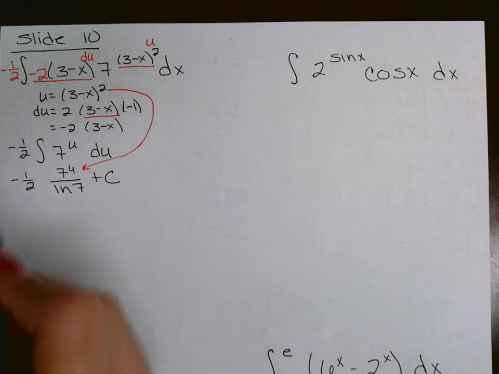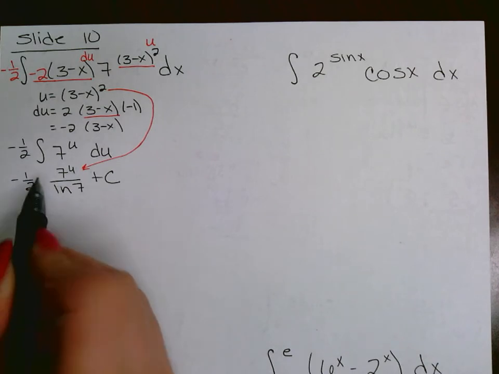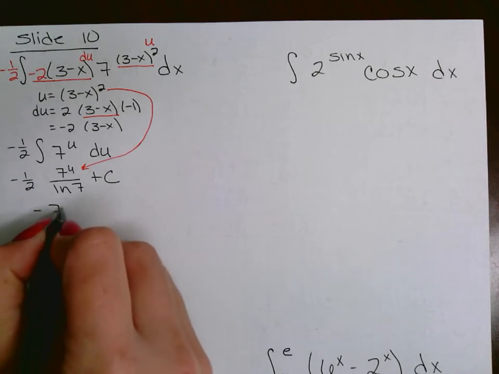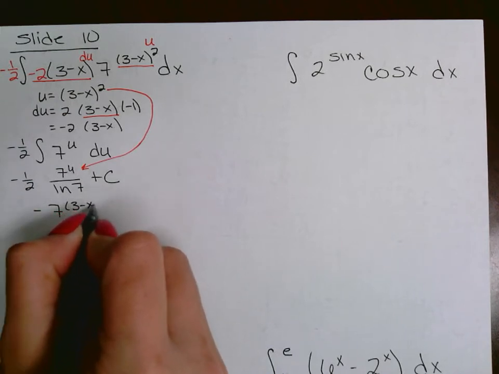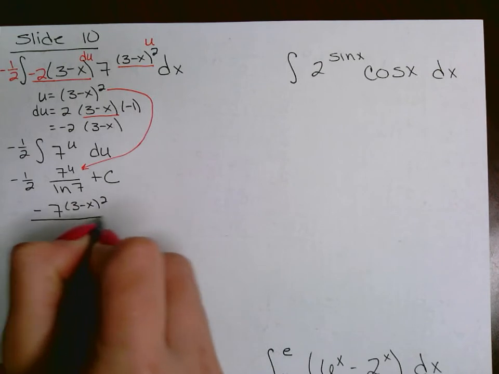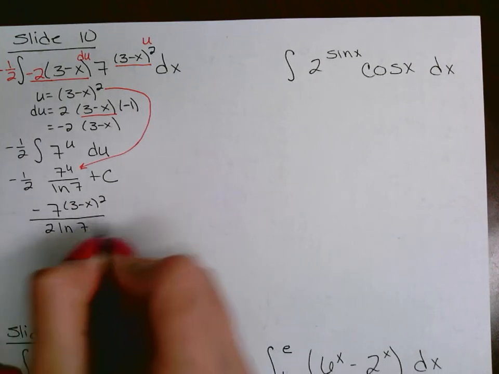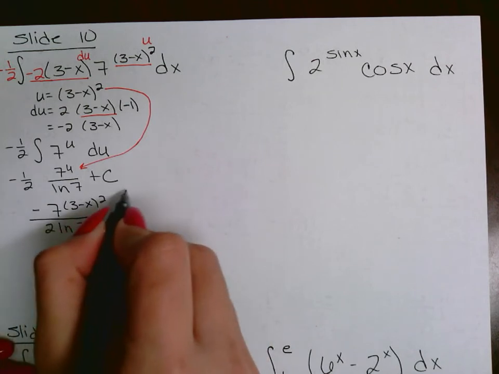But don't be surprised if they also combine this 1/2. It is multiplication. So I have negative 7 raised to that 3 minus x squared, all over, the 2 is going to get multiplied with that ln of 7, plus c.